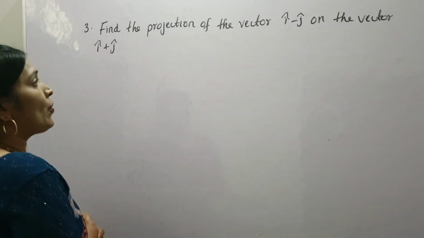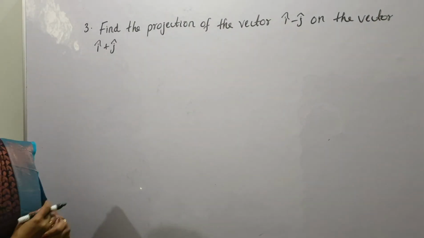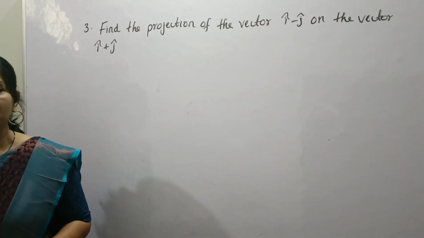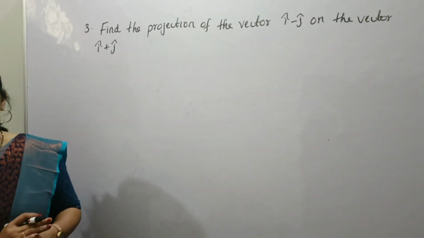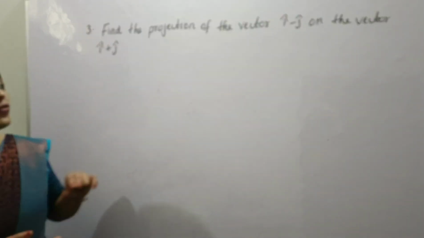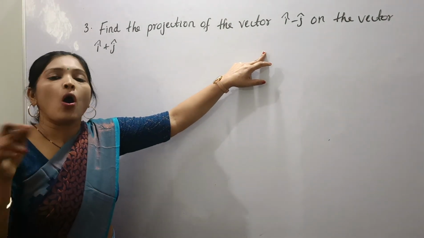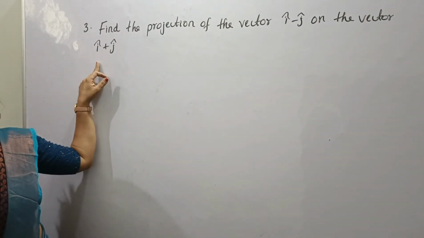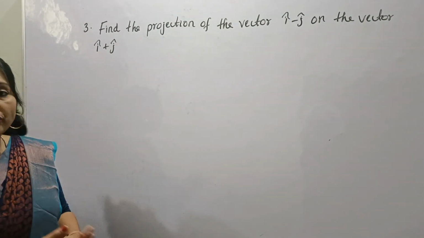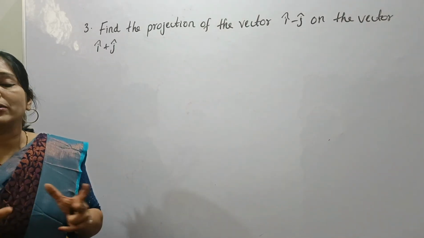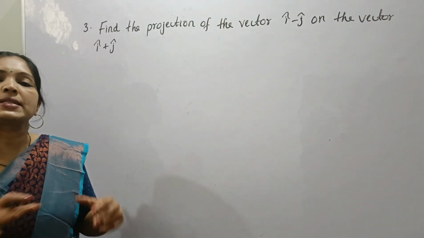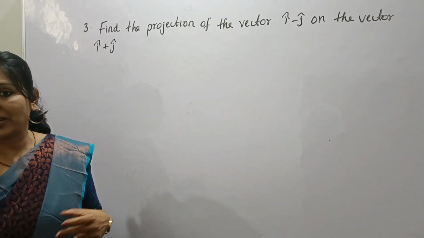Find the projection of the vector i minus j on the vector i plus j. We have to find the projection; two vectors are given. Okay. So here, projection of the vector, not projection vector, these are different. Projection of the vector is a scalar quantity and projection vector is a vector.